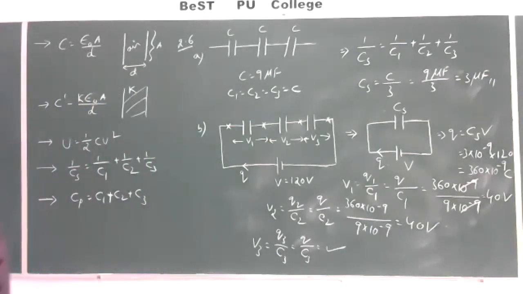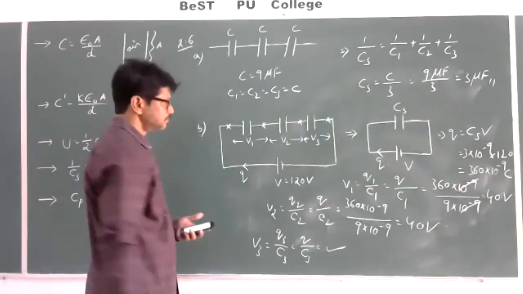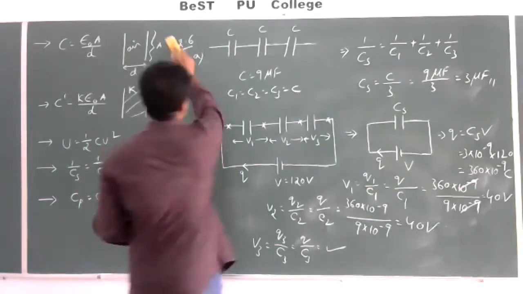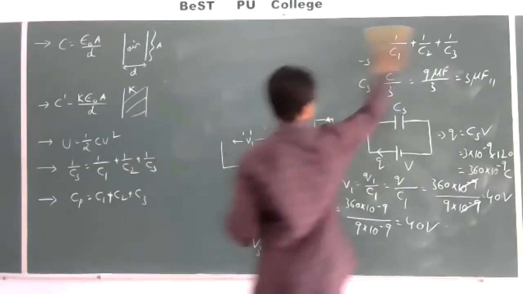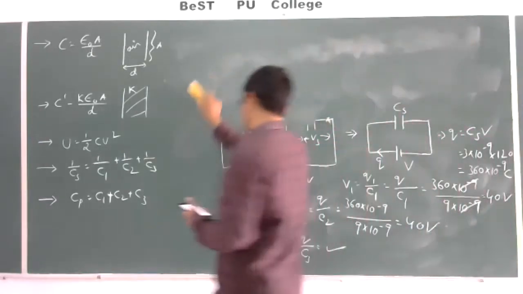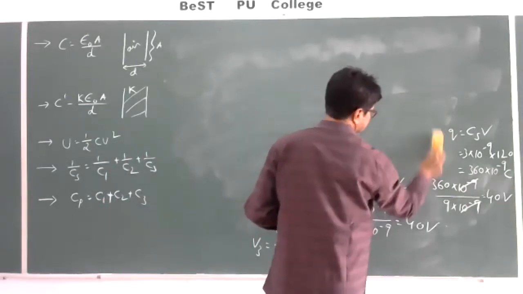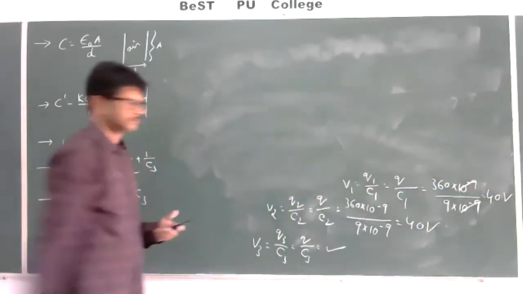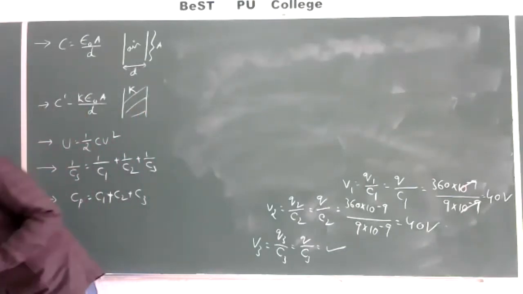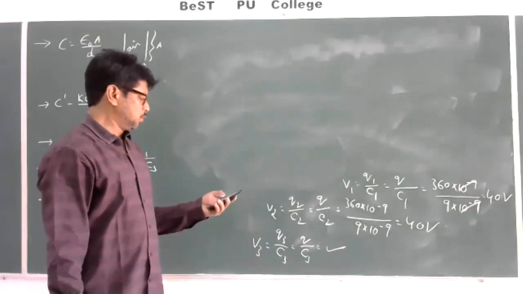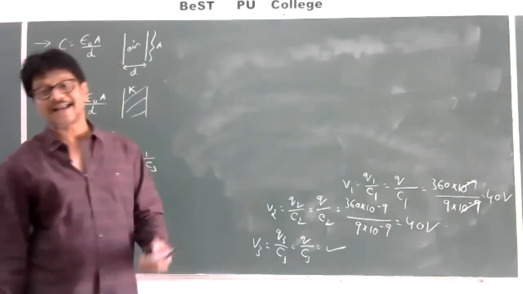Next problem, 2.7. Three capacitors of capacitances 2, 3 and 4 picofarad are connected in parallel.